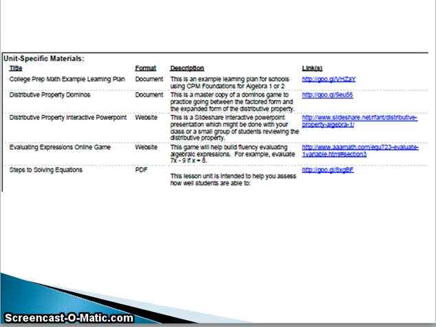The last component of Stage 3 is the unit-specific materials, which are possible activities and tasks to use within the unit. This selection of materials is meant to help teachers have some possible lessons if they're not finding what they need in their resources.